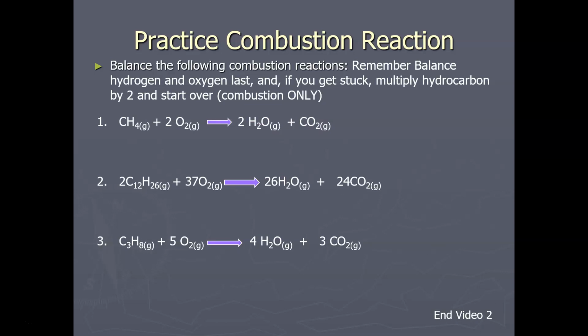Let's see how you did. The first one should have been simple, where you got CH4 plus 2O2 producing 2H2O plus CO2. Number 2 is what I was talking about, that you should multiply the hydrocarbon by 2 and start over if you got stuck. If you did that, it would have then been easy to balance even though you got really big numbers with 37O2, 26H2O, and 24CO2. Number 3 was back to being an easier example, where you should have gotten C3H8 plus 5O2 produces 4H2O and 3CO2.